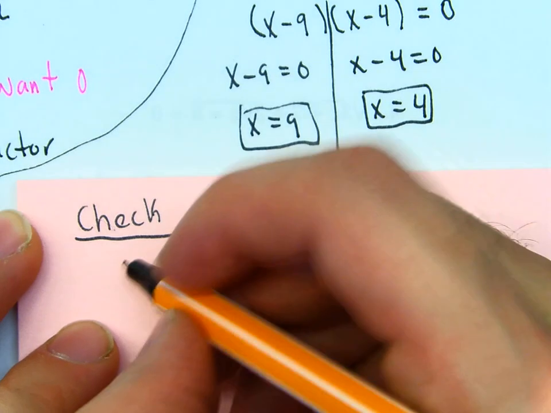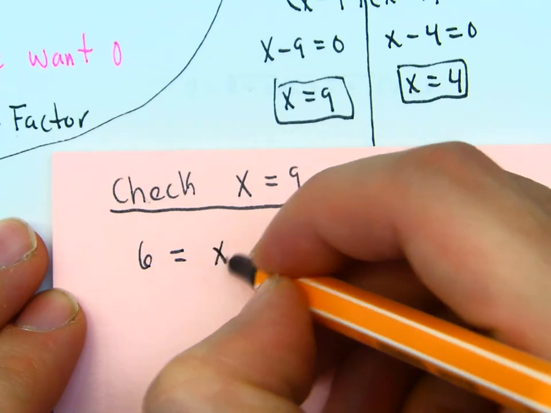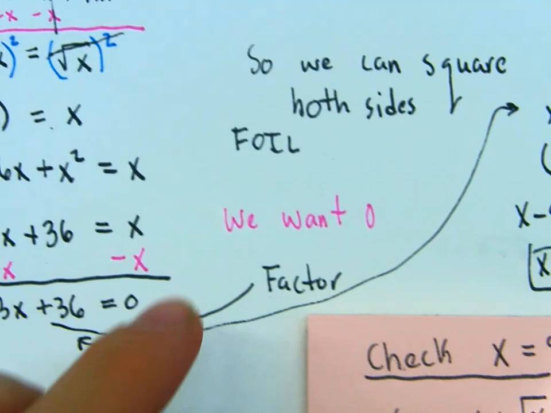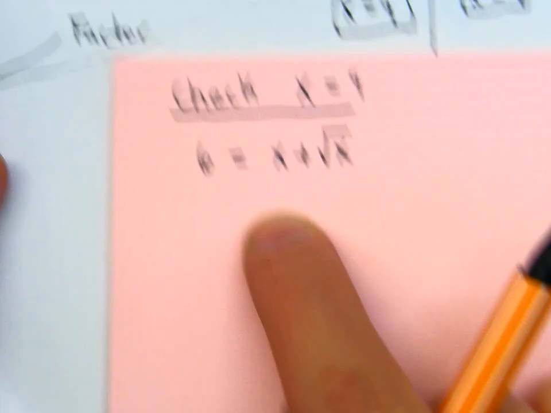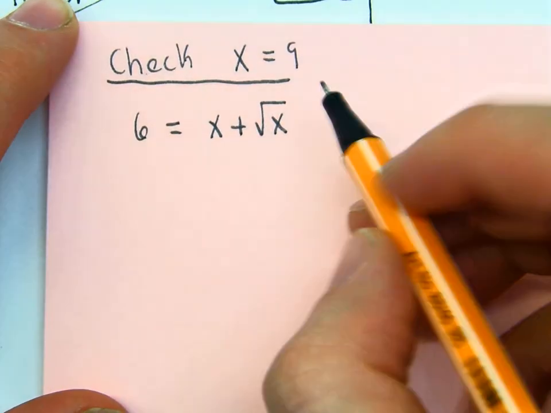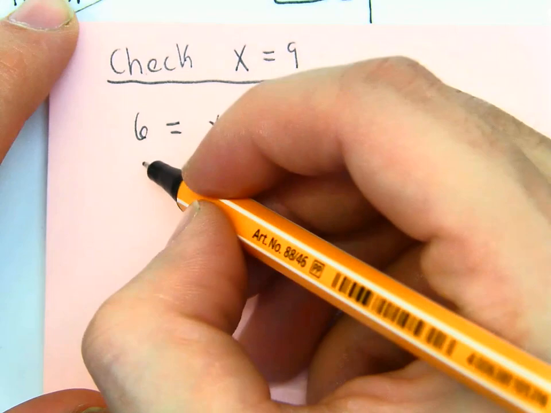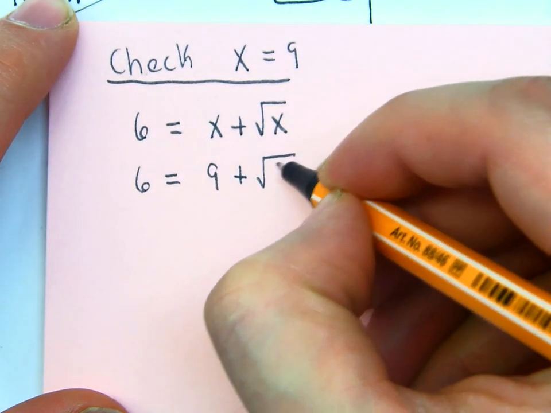Well, what's the original equation? It is 6 equals x plus square root x, right? This is the original equation that we started with over here, right? 6 is equal to x plus square root x, okay? So anywhere we see the x, we're just going to substitute the 9. So now this becomes 6 equals 9 plus square root 9.